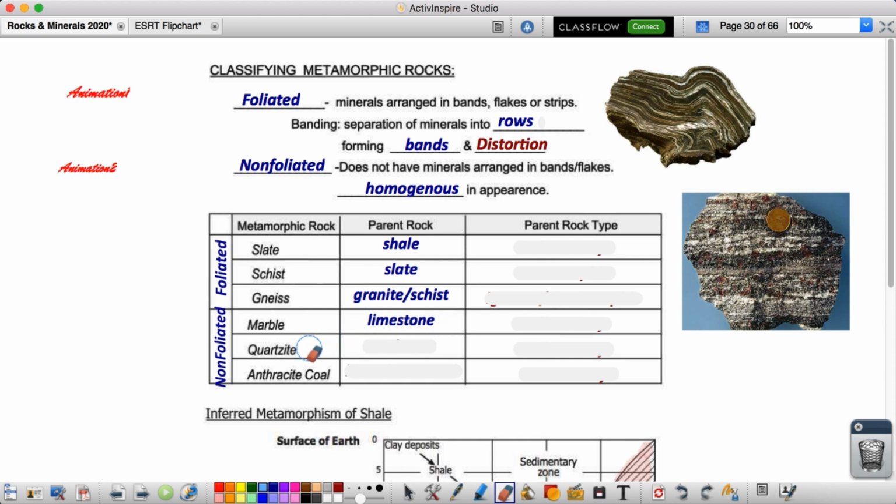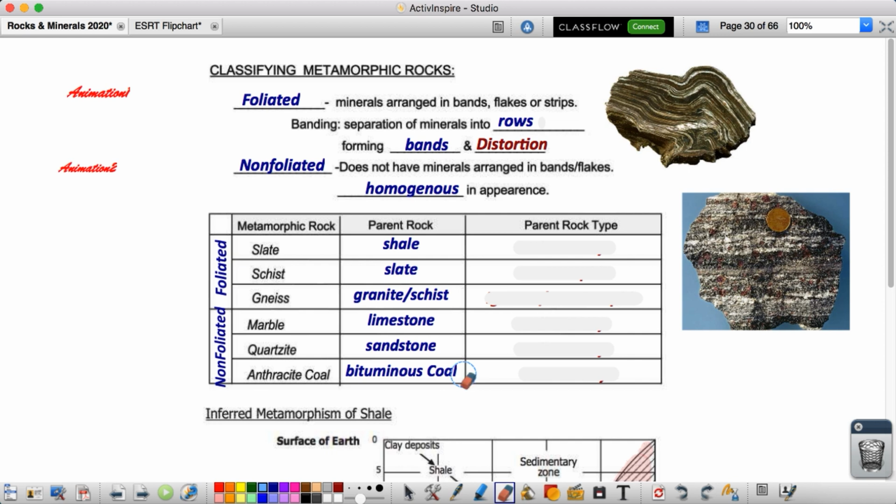Once again, back to the ESRT, quartzite. The parent rock of quartzite, enter it right there. And your answer is sandstone. And this one's not going to be very challenging. What is the parent rock of anthracite coal? And the answer to that is the sedimentary rock known as bituminous coal.